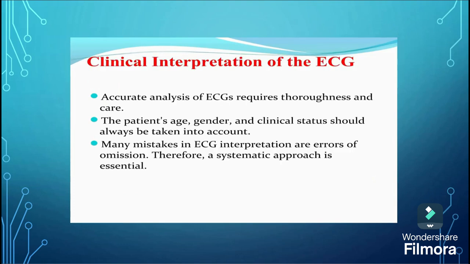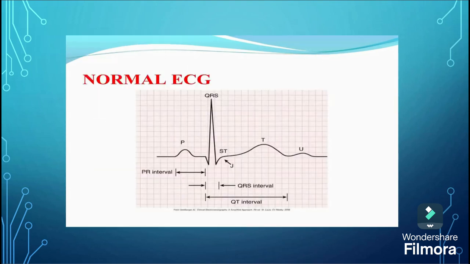Clinical interpretation of the ECG. Accurate analysis of an ECG requires thoroughness and care. The patient's age, gender, and clinical status should always be taken into account. Many mistakes in ECG interpretation are errors of omission. Therefore, a systematic approach is essential.